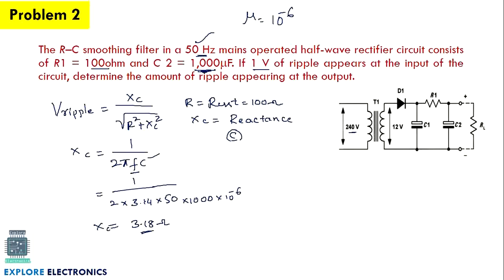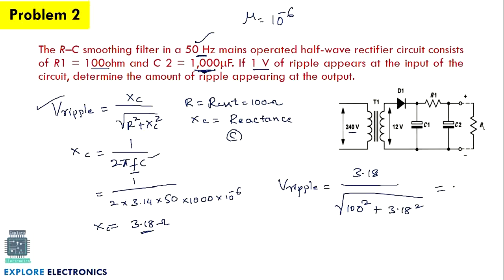Now after obtaining XC, we just substitute in the V ripple expression. So V ripple is equal to 3.18 divided by under the root 100 square, R square, R is 100, plus XC is 3.18 square. If we calculate this, it becomes 0.032 volts. Sorry, this is 0.032 volts. We can write it as 32 millivolts. Okay, 32 millivolts.